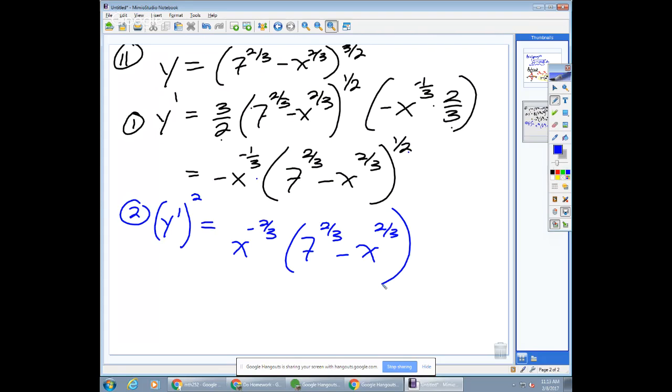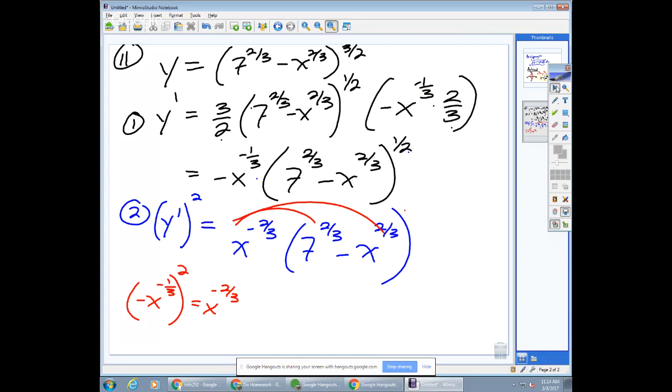So a lot of these problems are algebra intensive. Here I can distribute now because I don't have a power up there anymore. Good question. If I take negative x to the negative 1/3 and square it, the negative 1 out front, negative 1 squared is positive 1. And then a power to a power is multiply the powers. So that's where I get the x to the negative 2/3.